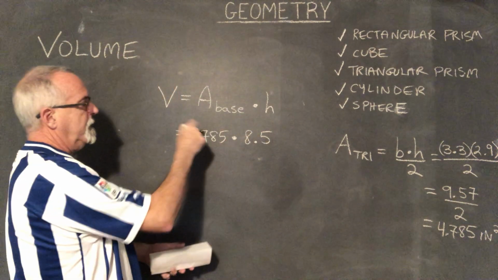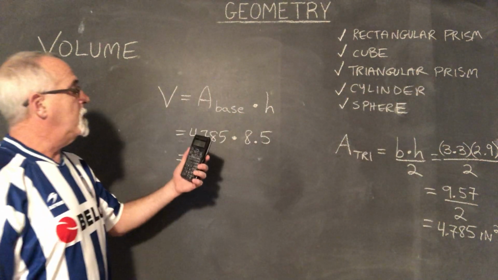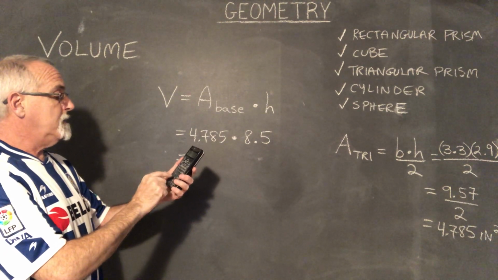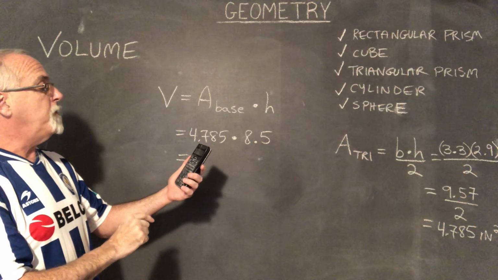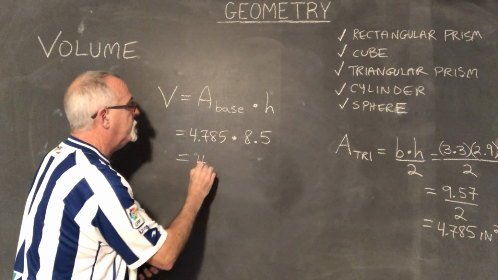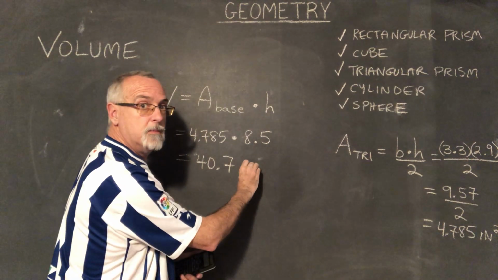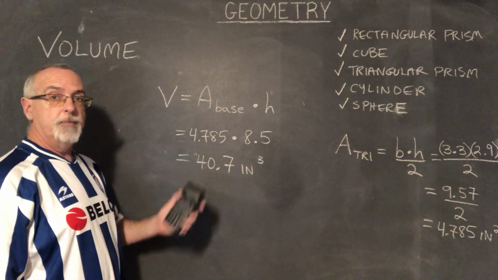And I have to multiply that by the area of the base that I already found. I'm going to get out my calculator. Oh, handy, 4.785 is still sitting in here. Times 8.5 equals 40.6725. I will just say 40.7 inches cubed. Yes, it's a volume.